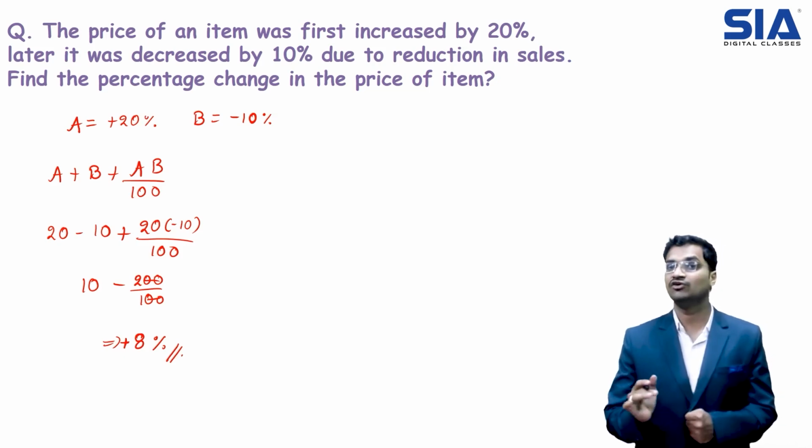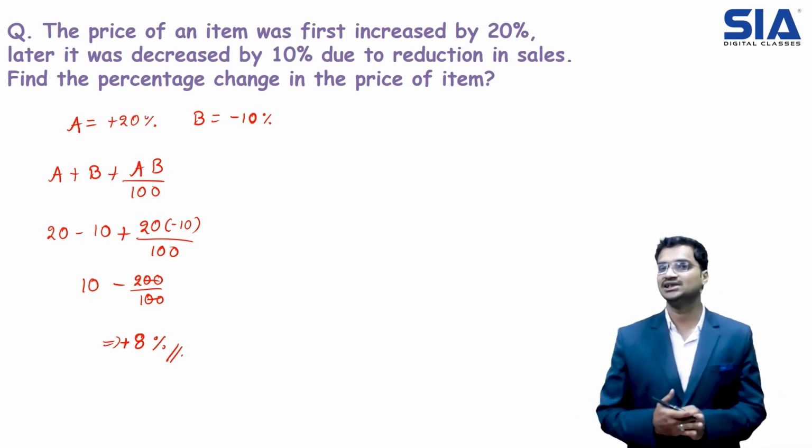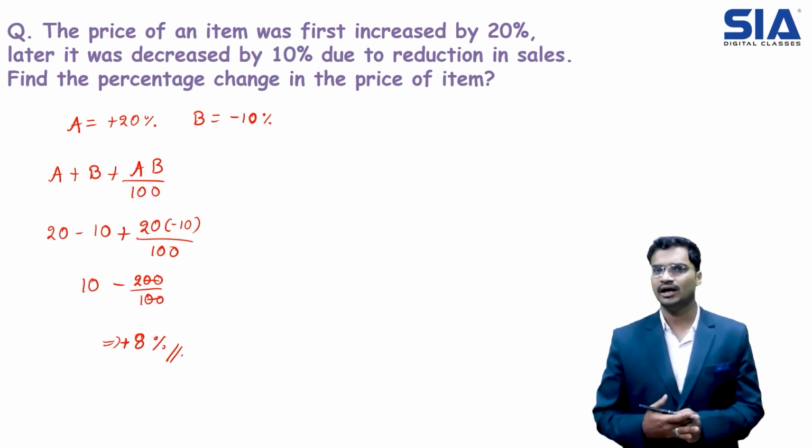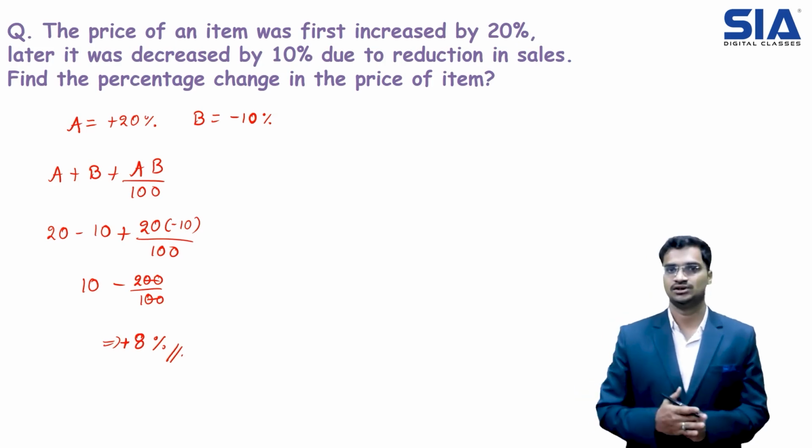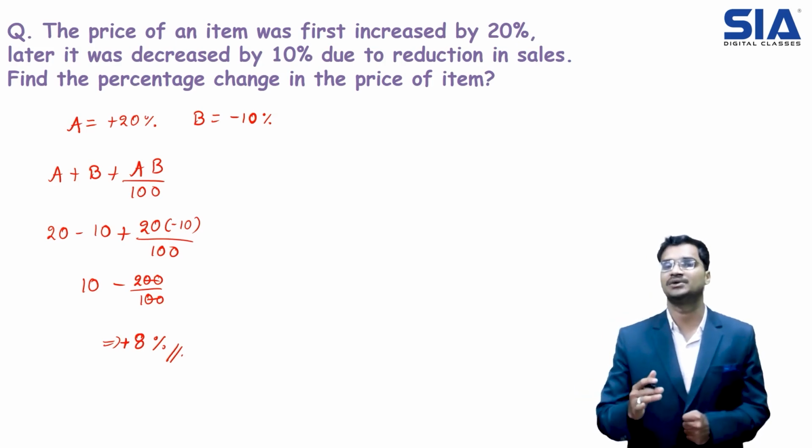Whenever I am getting a value of minus 8 or minus 7, I can say that it is decreasing. Whenever I am getting a value of 8, simply 8, I can say that it is increasing. So there is a net effect of 8% increase. Now coming to the next question.